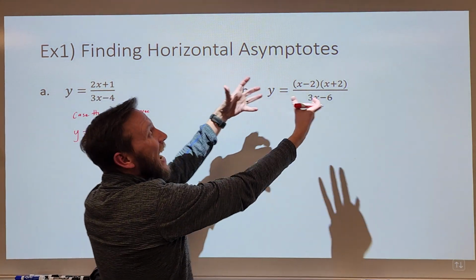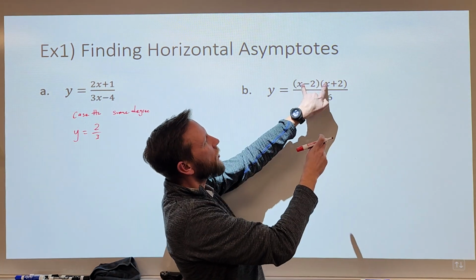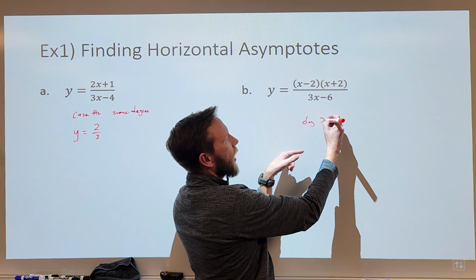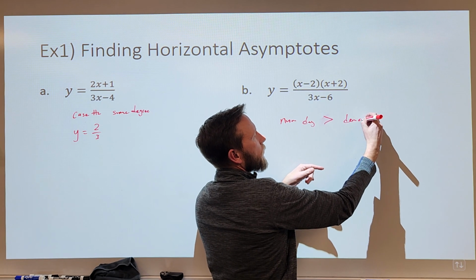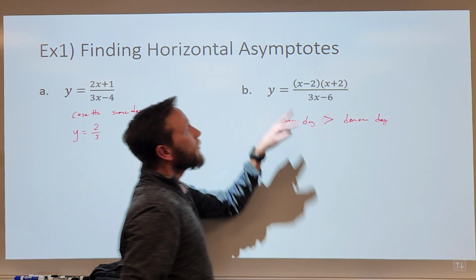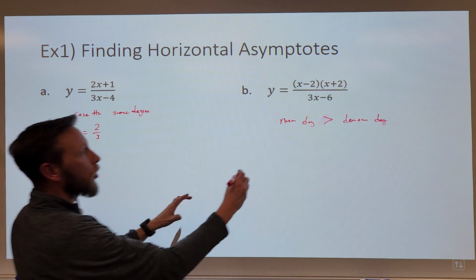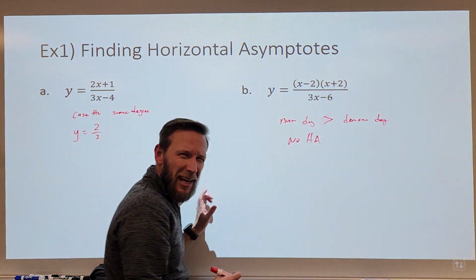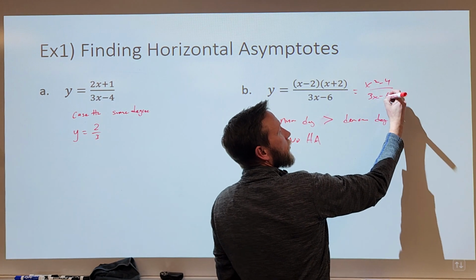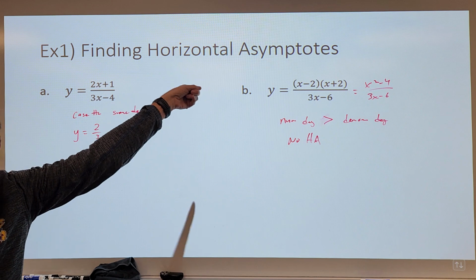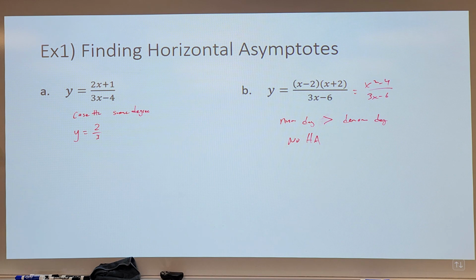Over here, this is not in standard form, but I can predict that this is going to be an x squared, right? And so I know that the degree on top is going to be bigger. The numerator degree is greater than the denominator degree. All right? Which means if my numerator degree is bigger than my denominator degree, that there is no horizontal asymptote. Now I did say it has to be in standard form. We could write that in standard form just to make sure we get x squared minus 4 over 3x minus 6. But we can predict already if those are multiplied, we know that we're going to get an x squared, and that's bigger than x to the first. So there is no horizontal asymptote on example B.